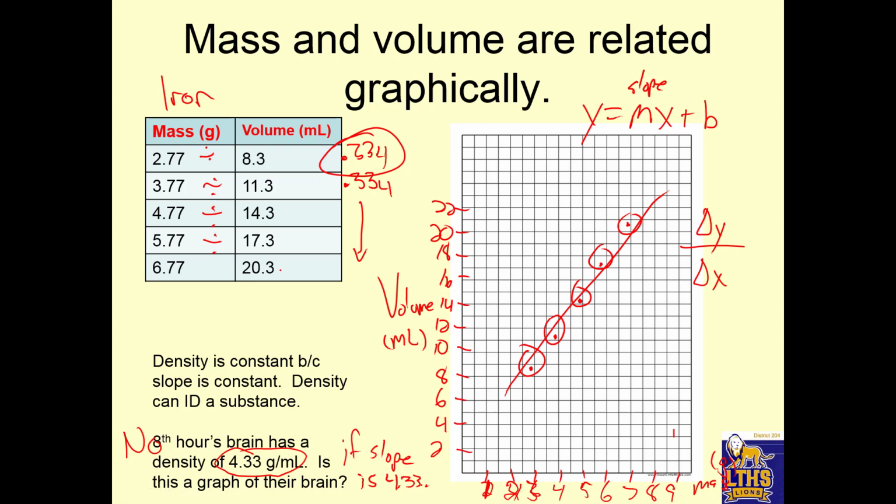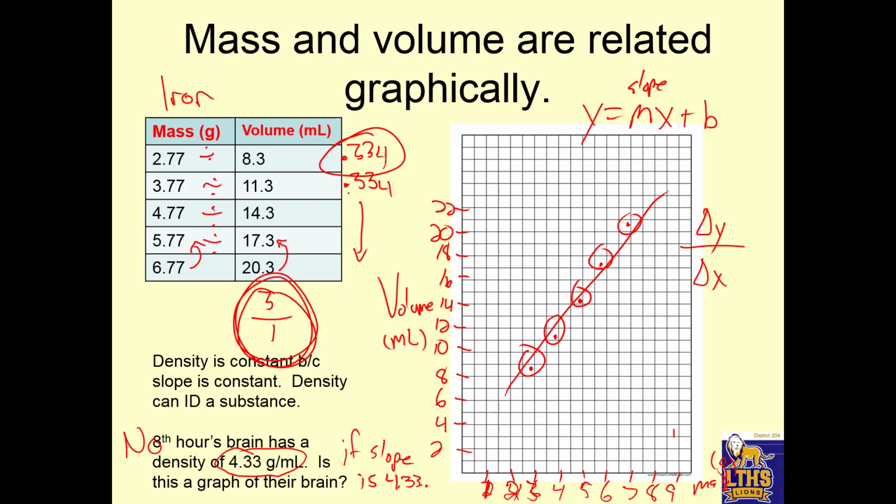So this went from 20.3 to 17.3. So that is a change in 3. So that's 3 divided by change in x, which is 1. Oops, did I do that right? I did that backwards. Rise over run. That's okay. So it should have been 3 instead of the other way, but I divided them the other way. So the slope here is 3, not 4.